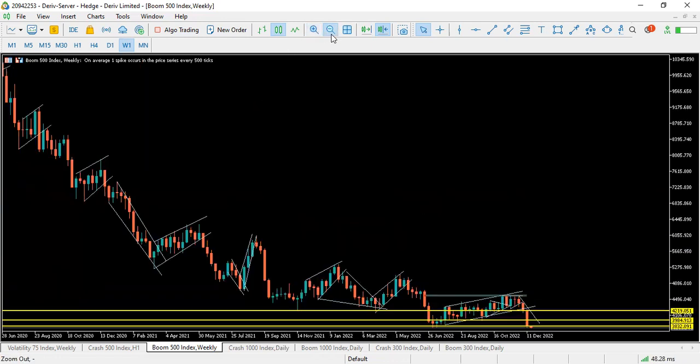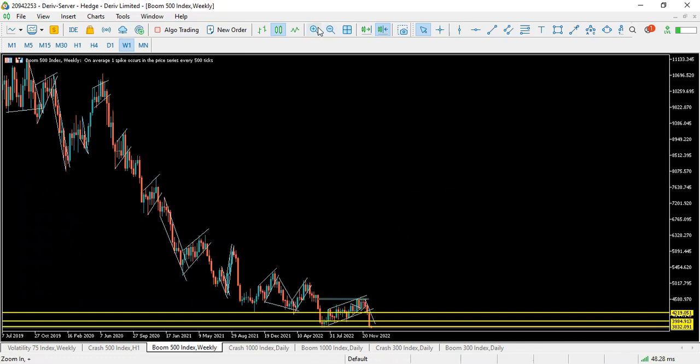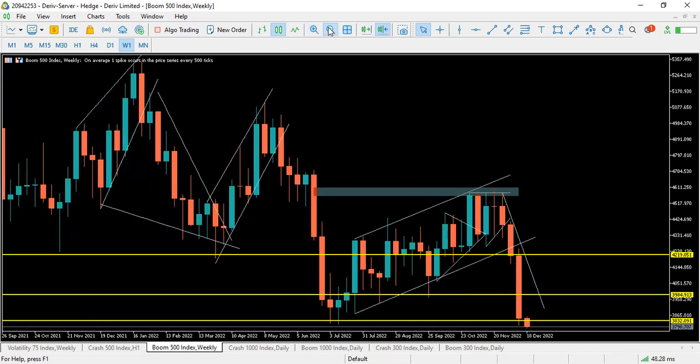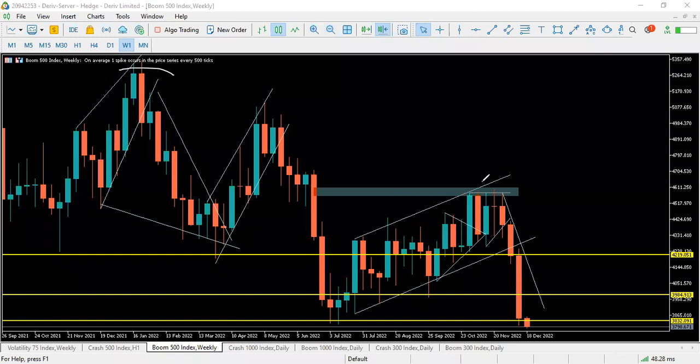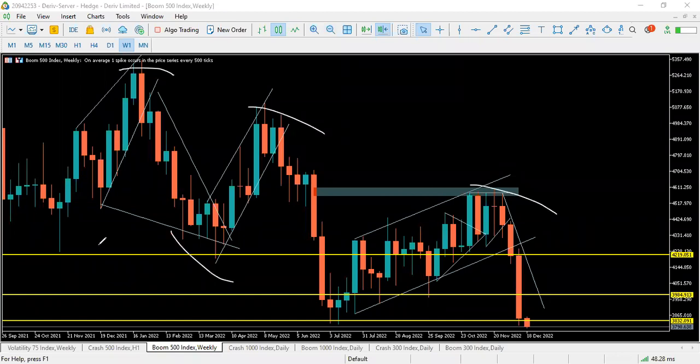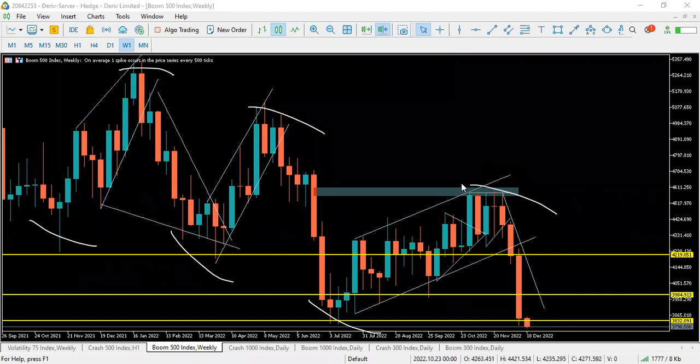Look at it, we've been coming from a lower high. Right now we are actually coming from a lower high, because we had high, lower high, lower high, lower low, lower low. Right now it's on the lower low level. So if it breaks that lower low, you know that the possibility of having more sales is going to be high.